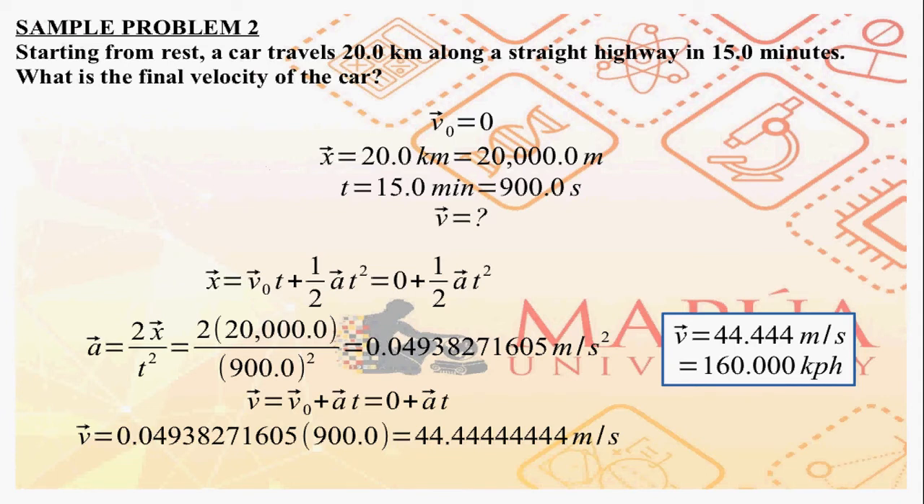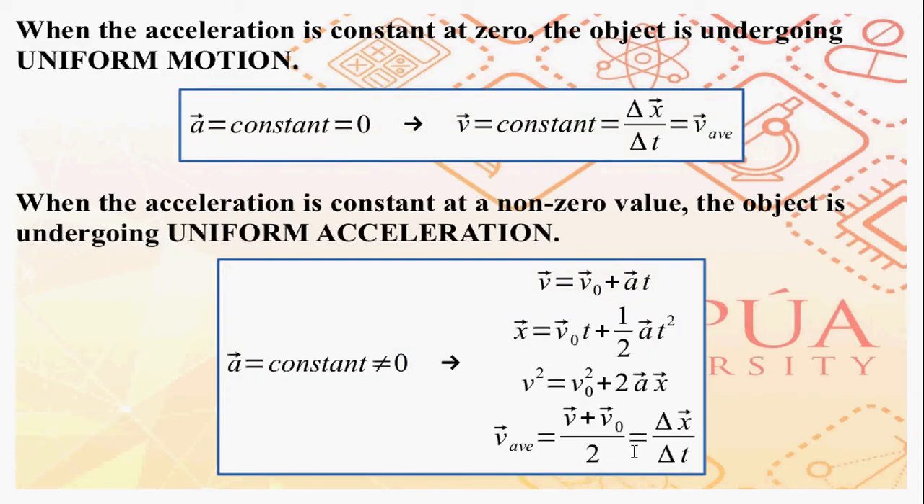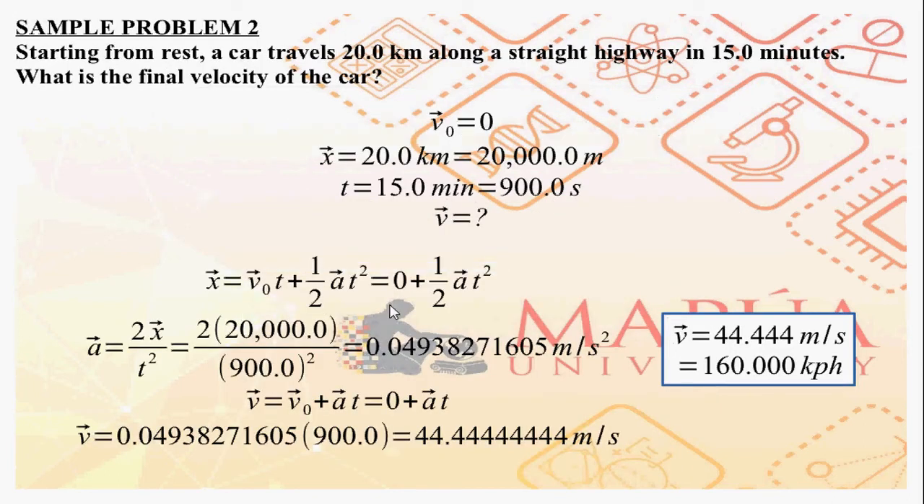Going back again to a previous slide, in the first sample problem, we used V is equal to V naught plus AT. For this sample problem, let's take a look at the second equation: X is equal to V naught T plus 1/2 AT squared. Initial velocity is 0, so we can cancel out V naught. X is just equal to 1/2 AT squared. We know X. We know time T. The only unknown is A.